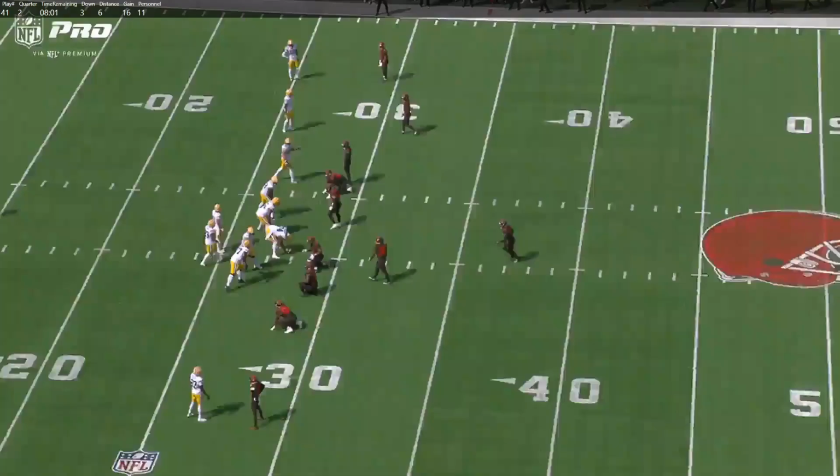Hey, all right. Today we're looking at Love's interception, but we're going to look at it through the lens of three plays. All of these are going to be throughout the course of the game, I think one in the second quarter, one in the third, and one in the fourth.